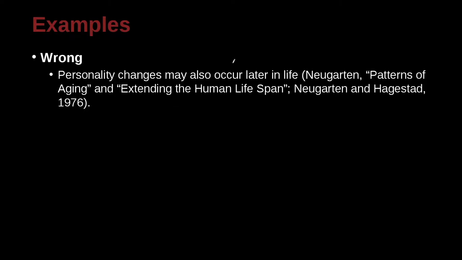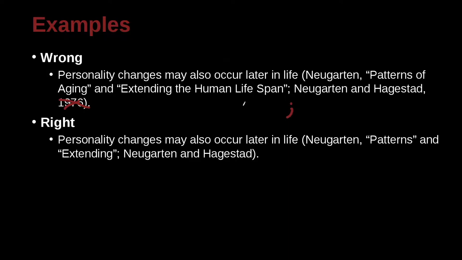Personality changes may also occur later in life. Neugarten, patterns of aging, and extending the human lifespan, semicolon, you see the semicolon there, right? Semicolon. Neugarten and Hagestad, 1967. So clearly 1967 is wrong because we do not include years in MLA. But what kind of case do we have here? This is something a little bit interesting. So let's take a look at this.